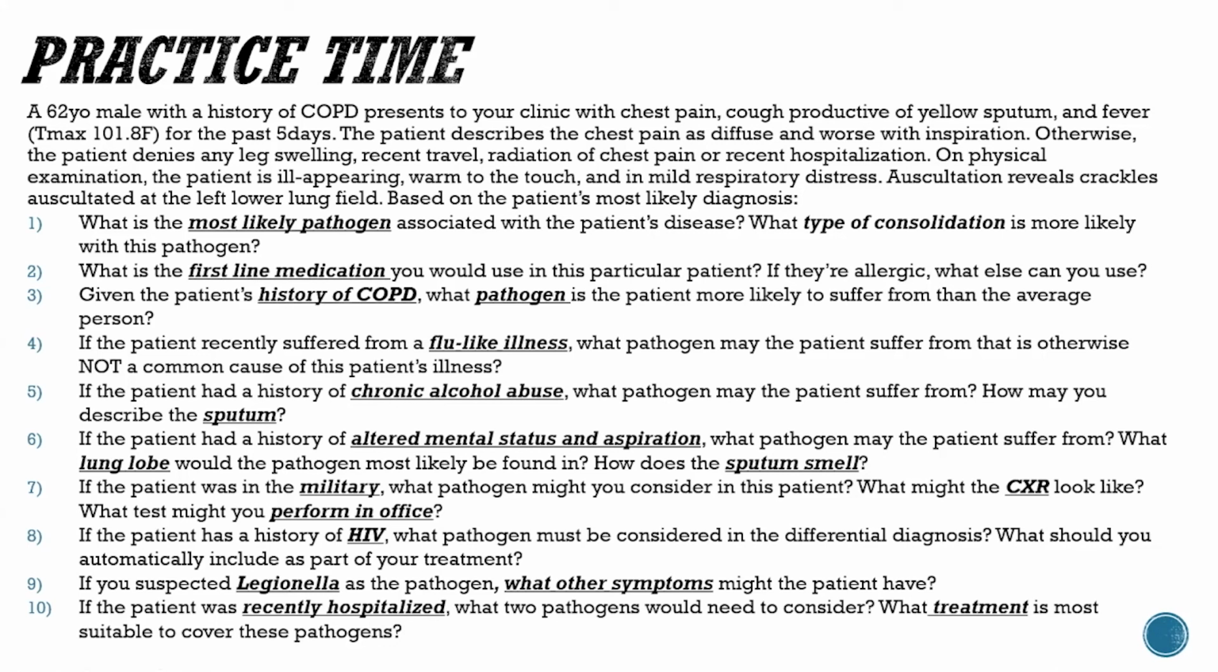Now, imagine this patient had suffered from a recent flu-like illness. Well, that should start making you think right away Staphylococcus aureus. Remember that Staphylococcus aureus can sometimes superinfect or superimpose upon an influenza pneumonia. Now, what if this patient had a history of chronic alcohol abuse? Well, as soon as you hear pneumonia and alcohol abuse, you should think right away Klebsiella.